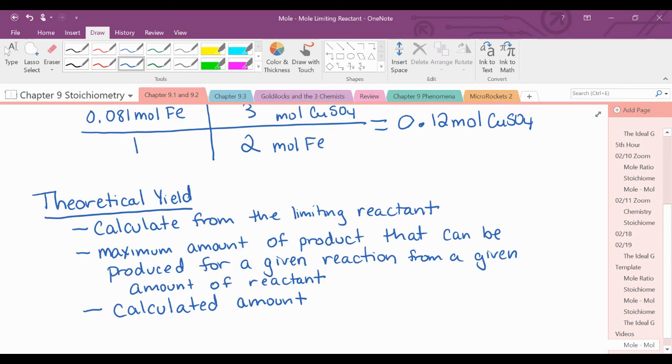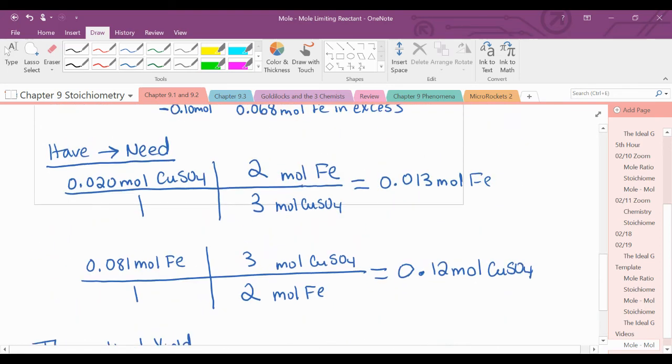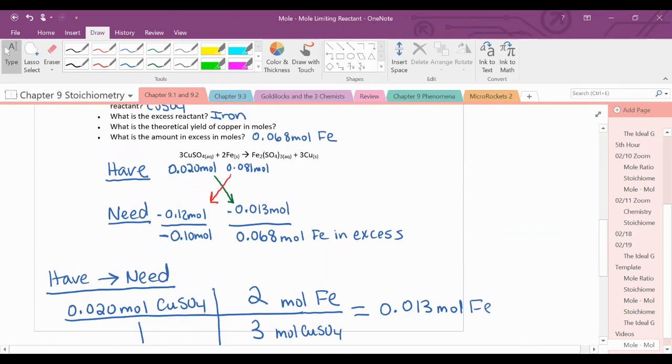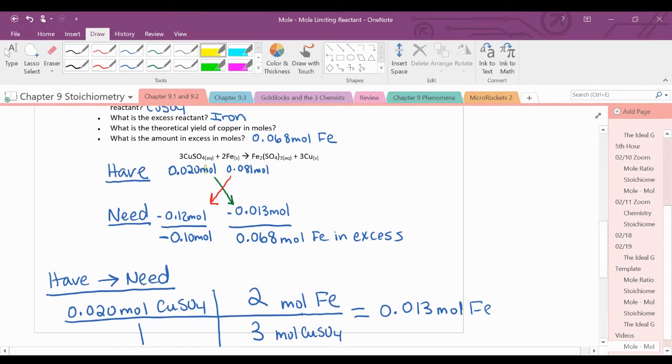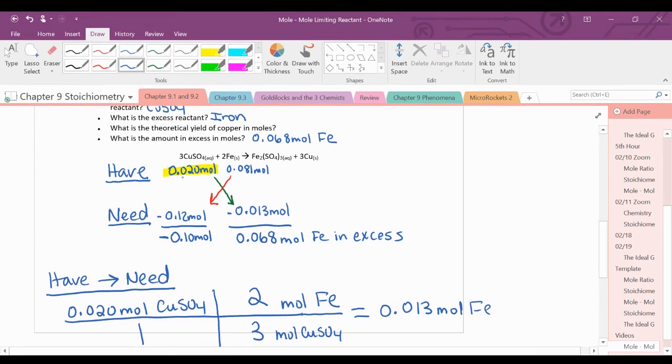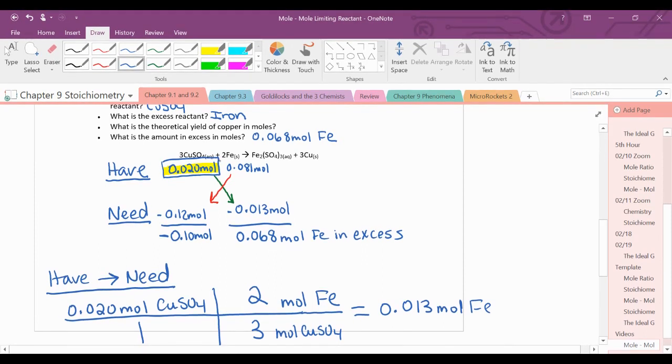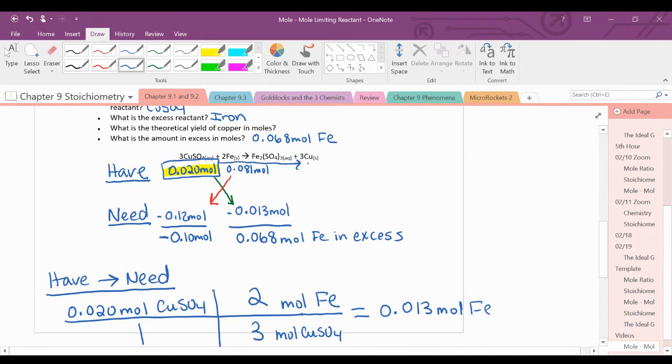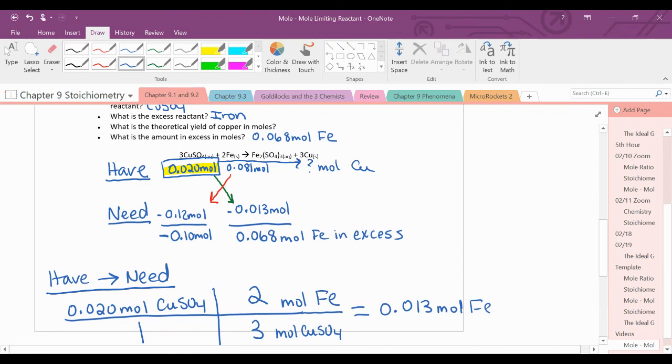So we're going to go back up to our equation before we do the calculation. We are going to do the calculation based on the limiting reactant, and that is the copper 2 sulfate. So we have 0.020 moles of copper 2 sulfate. We're going to use that to convert to how many moles of copper are produced.